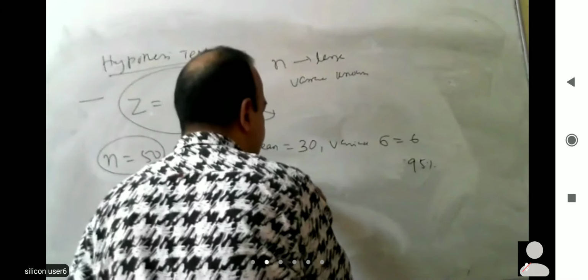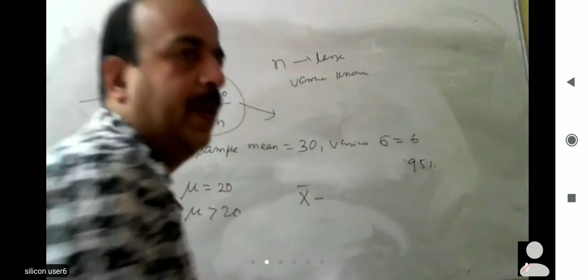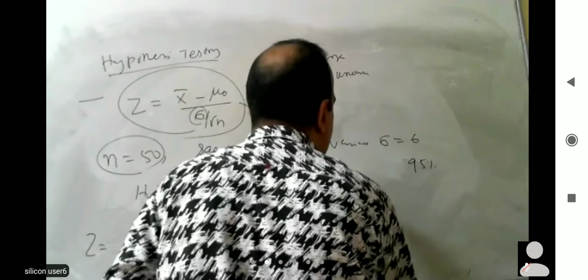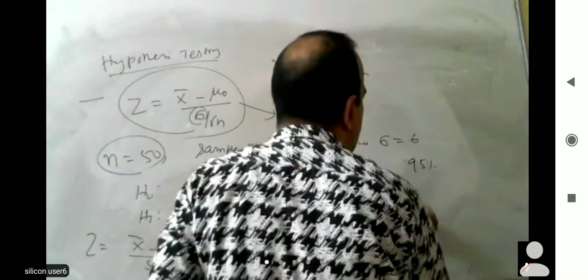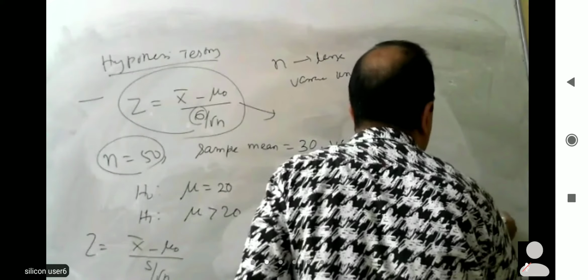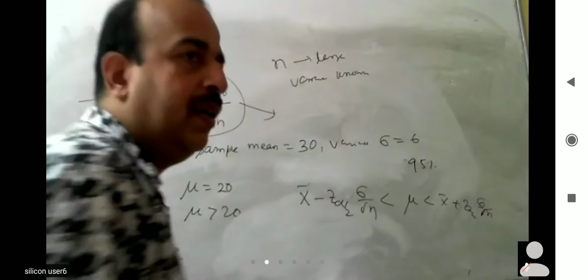X bar minus Z alpha by 2 times sigma by square root of n. This is the standard error. Then for the other limit, X bar plus Z alpha by 2 times sigma by square root of n. Here, this is the same as your two-tailed test. Why is it the same as the two-tailed test? The two-tailed test and the confidence interval are related to each other.